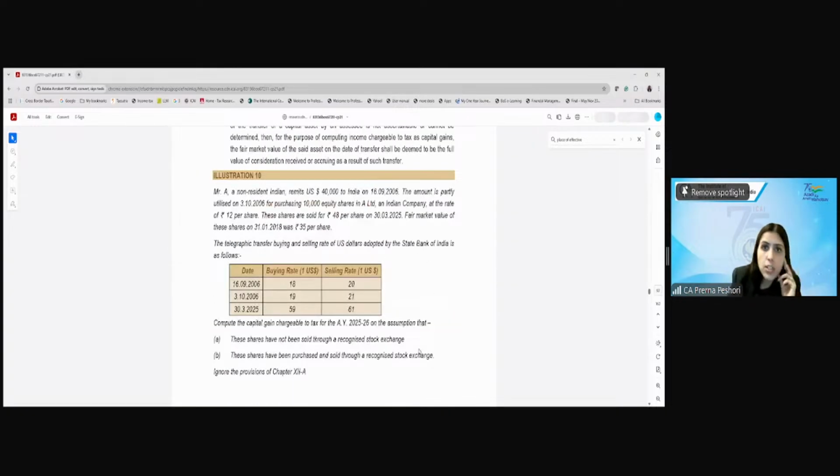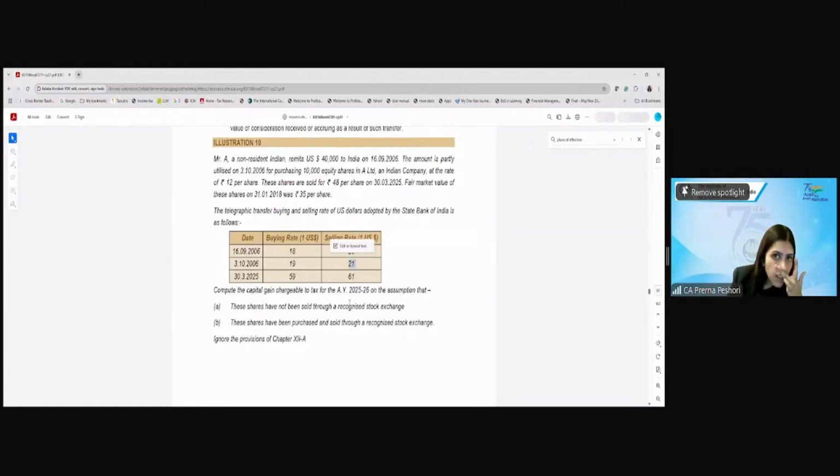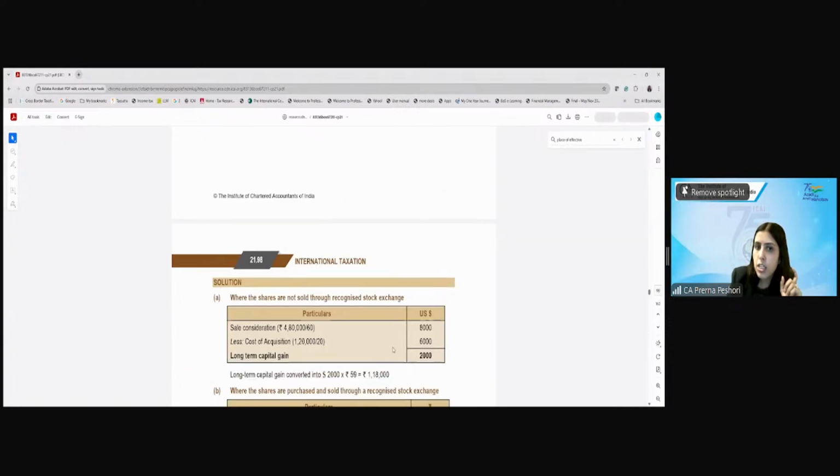Now what is my cost of acquisition? 12. I purchase at 12 per share. Correct? Yes. So 10,000 into 12, I will divide by the average of TTBR and TTSR as on the date of purchase. What is the date of purchase? 3rd October 2006. So 19 plus 21 divided by 2, how much comes to? 20. Yes. Correct? So 12 into 10,000 divided by 20. This will give me the US dollar amount of purchase.